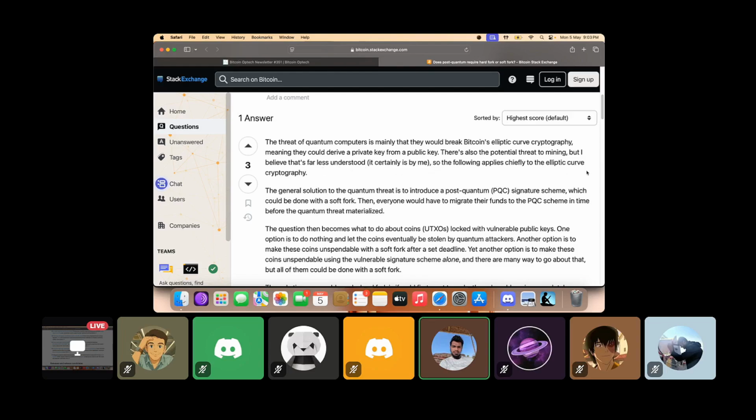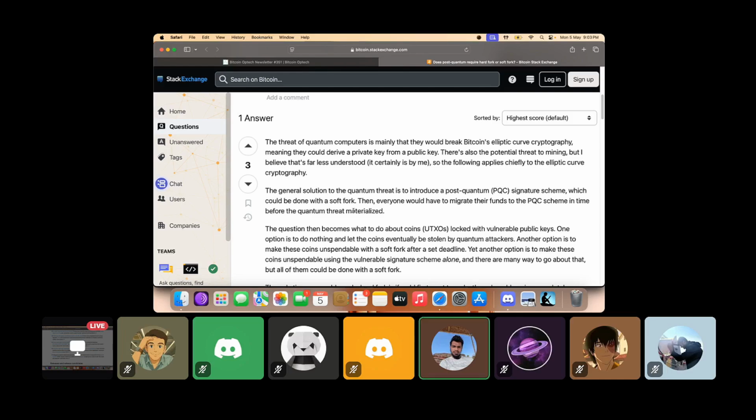So the following applies chiefly to the elliptic curve cryptography. The general solution to the quantum threat is to introduce a post-quantum PQC signature scheme, which could be done with a soft fork, right? Because if somebody knows your public key, and the DLP is broken, then they can know your private key. If they know your private key, then they can generate a digital signature. If they can generate a digital signature, then they can sign the inputs and broadcast them, as we discussed at the start of the session, right? So that's the entire threat. Somebody knows your public key, using the quantum computer they can know your private key, and using your private key, they can generate a digital signature and spend your Bitcoins.